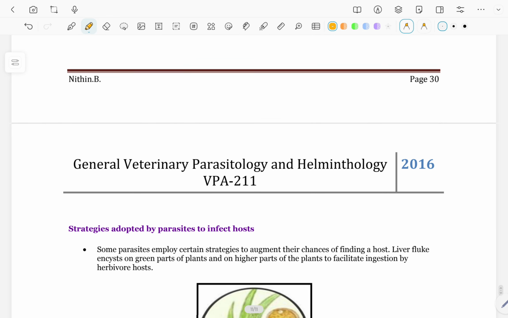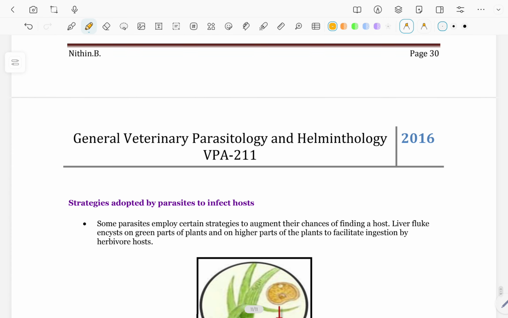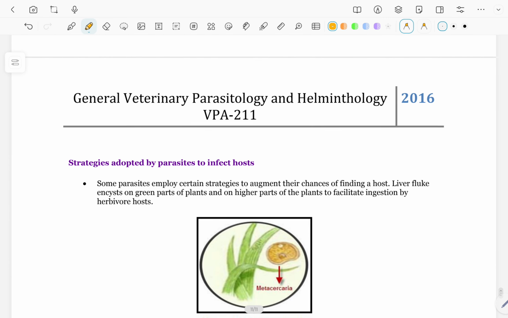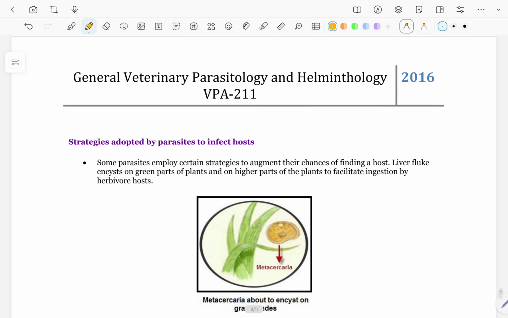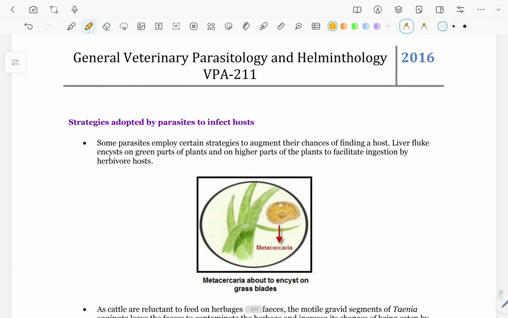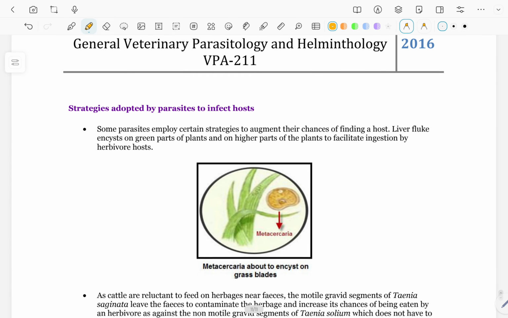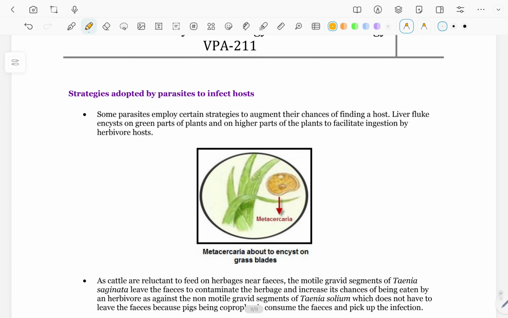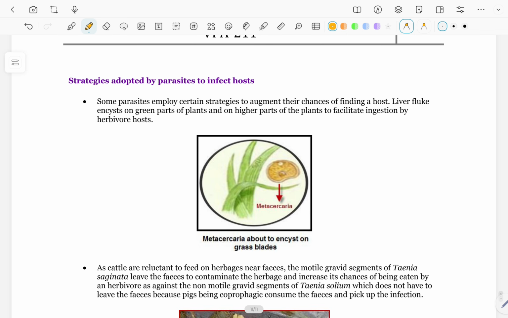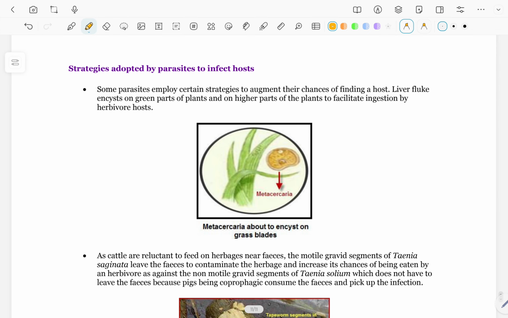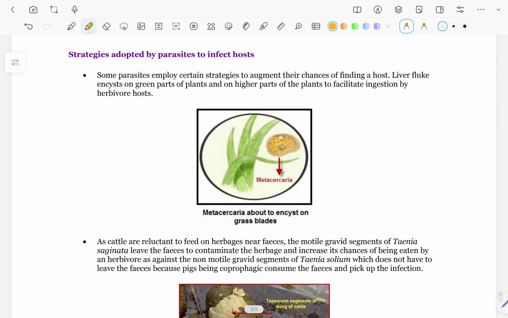Strategy adopted by parasites to infect host. Some parasites employ certain strategies to augment their chances of finding a host. Liver fluke larvae climb on the green part of plants and on the higher part of the plant to facilitate ingestion by herbivorous hosts.